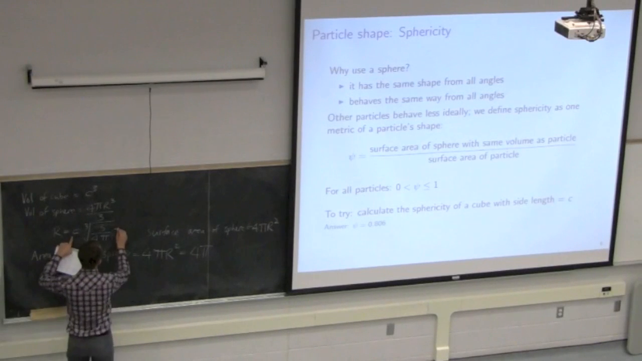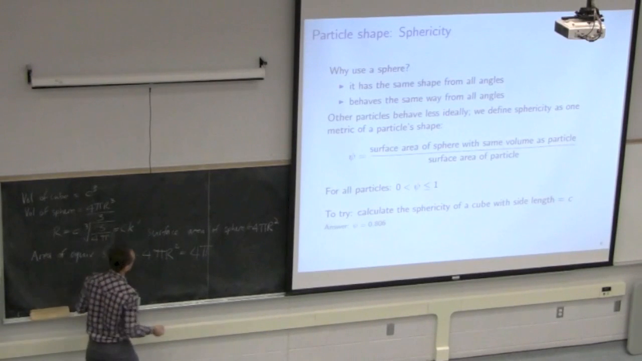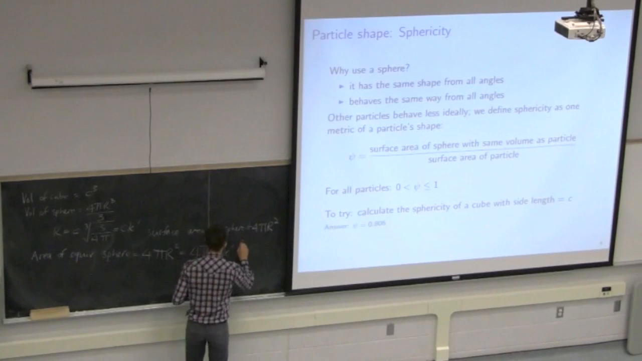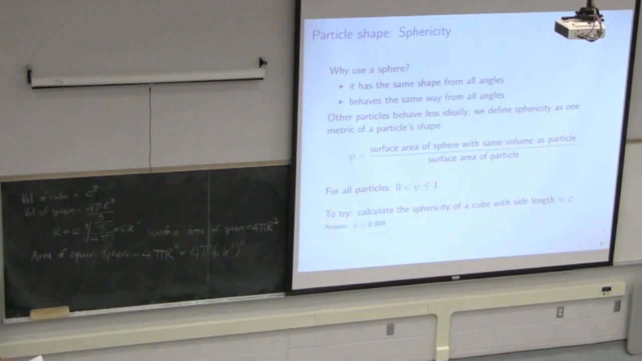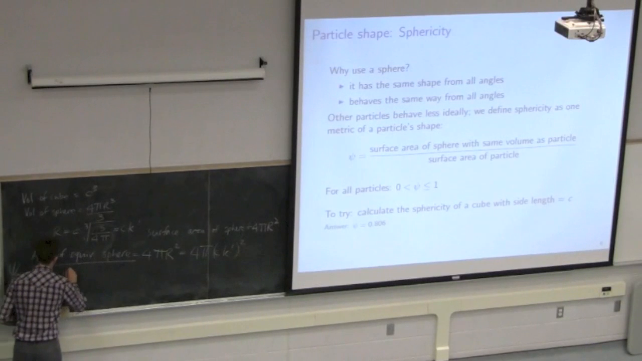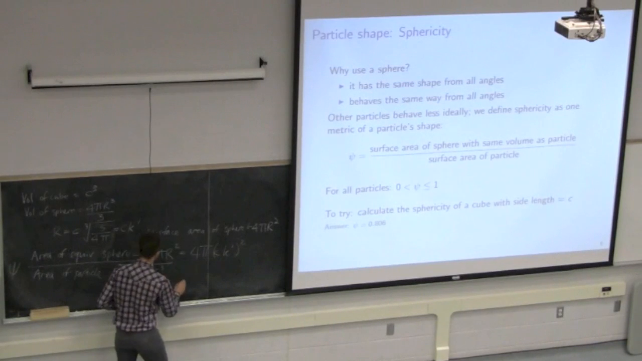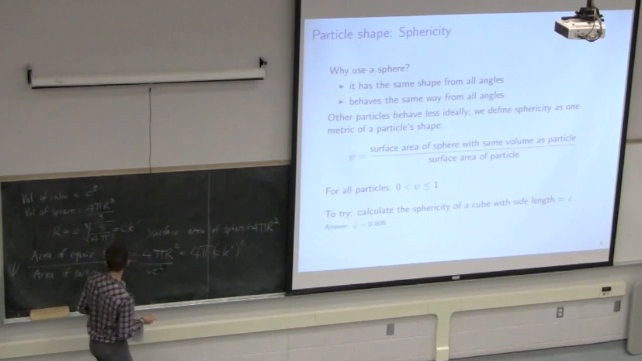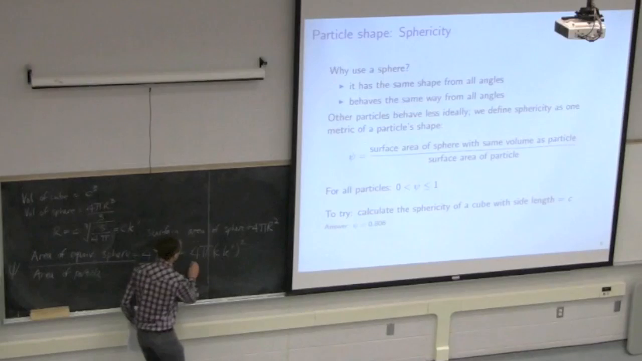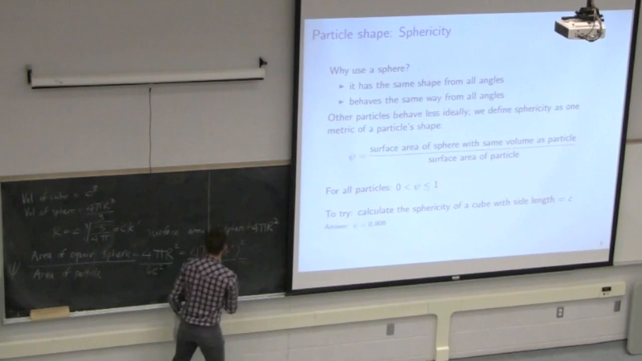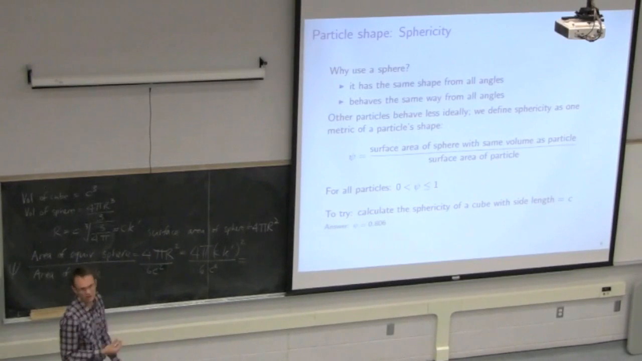So what I'm going to do is simplify this and write this as c k dash, so c k dash squared. That constant k dash is that messy cubic root term. And then we divide that by the surface area of the particle. The c's cancel, you can solve for that constant k, and you get the value 0.8.